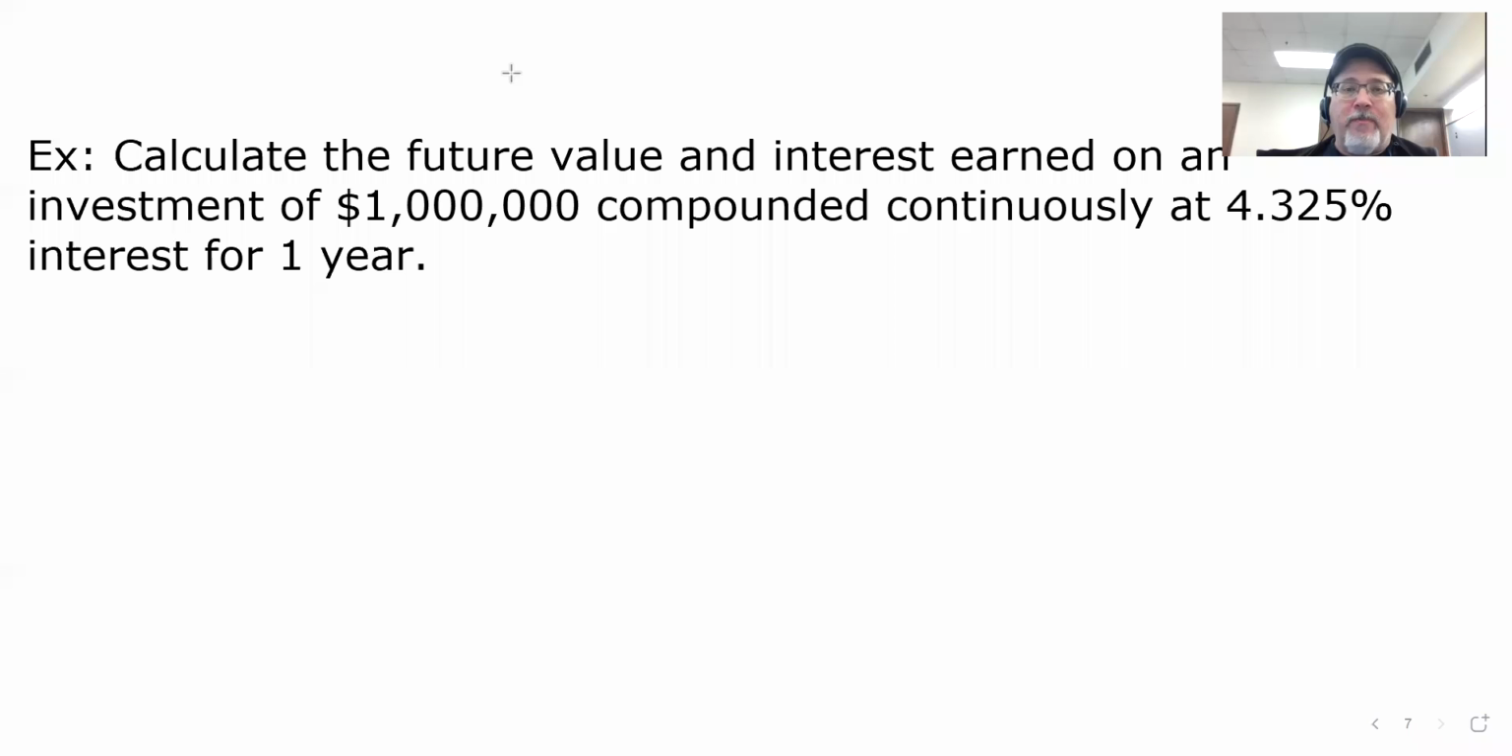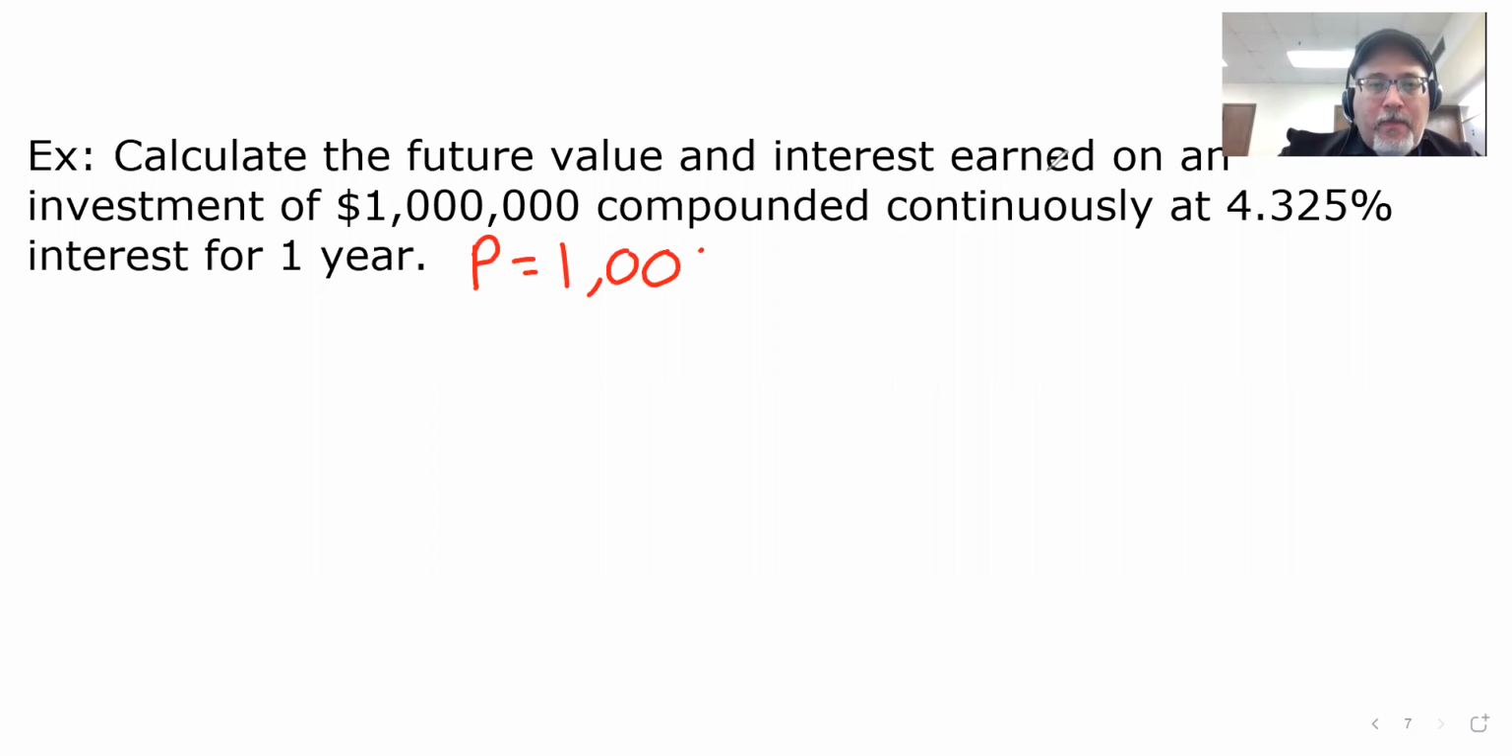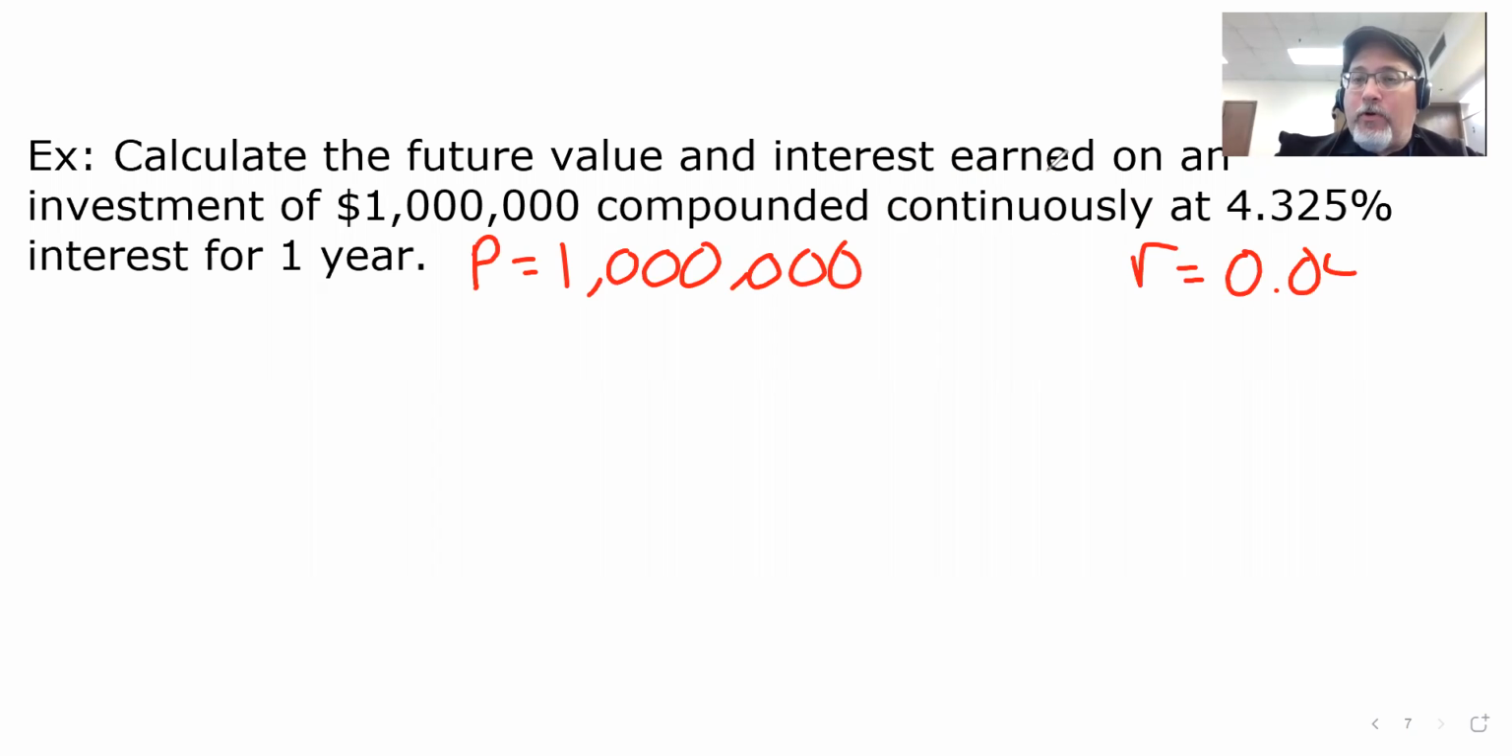All right, let's do the math. First off, our principal is $1 million. There's the word continuously, which means we're going to use the A equals P times e to the rt formula. Our interest rate as a decimal is 0.04325. Make sure you move that decimal exactly 2 places to the right. One decimal place too many or too few can give you a really low value or a ridiculously high value for your answer.